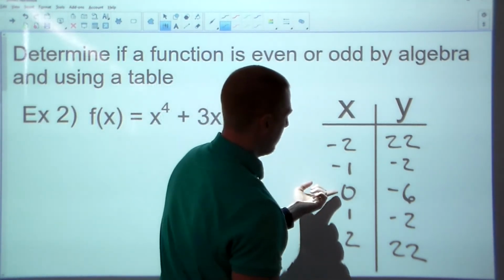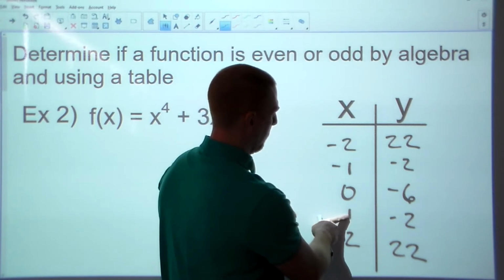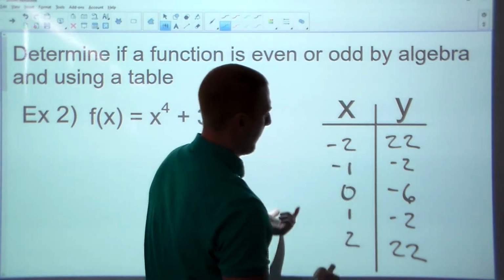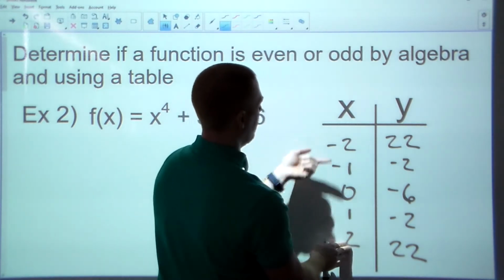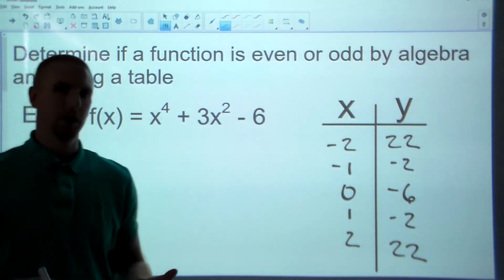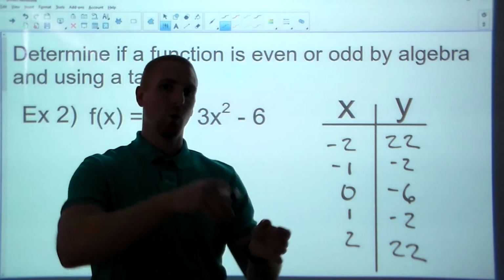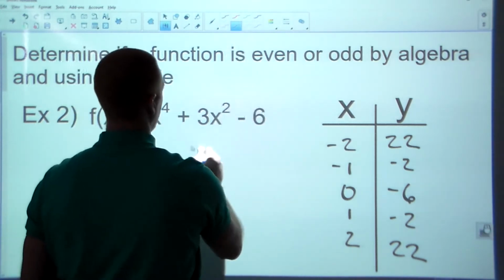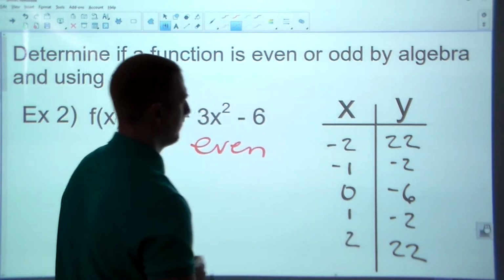Well, I put in 1 for x, I get -2 for y. I put in -1 for x, I get the same thing. If I put in 2, I get 22. If I put in -2, I get the same thing. So this is looking to be even because when I put an x value in or the negative version, I get the same y value out. So if you tried to graph this, it would turn out to be an even function.